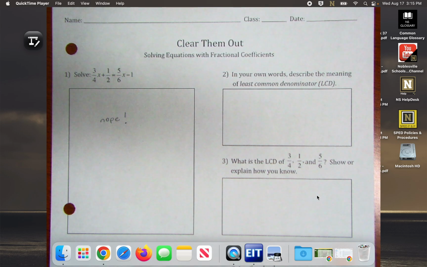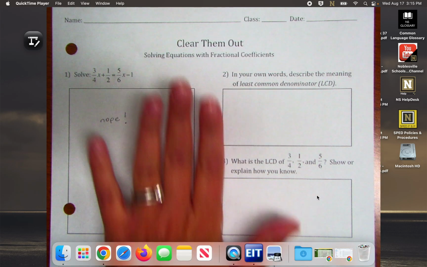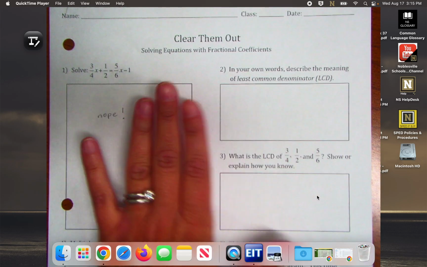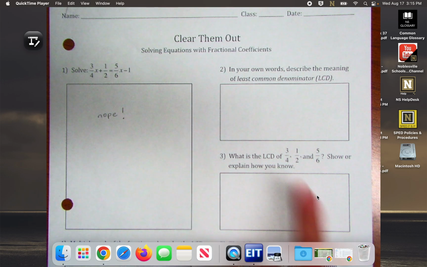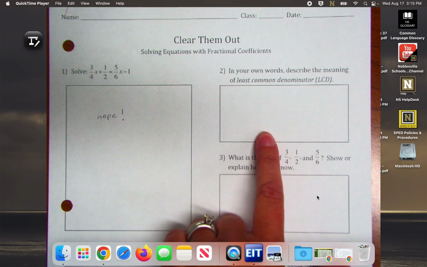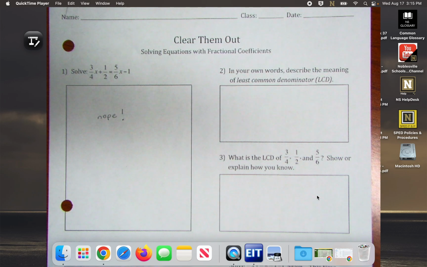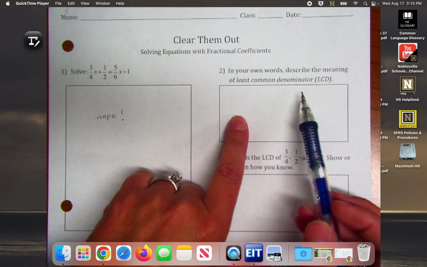So we're going to ignore solving it with the fractions. We don't want to do that, right? Wait, can I just do that with the problem? No. I'm giving you a second strategy to do that. Okay? So let's start here.